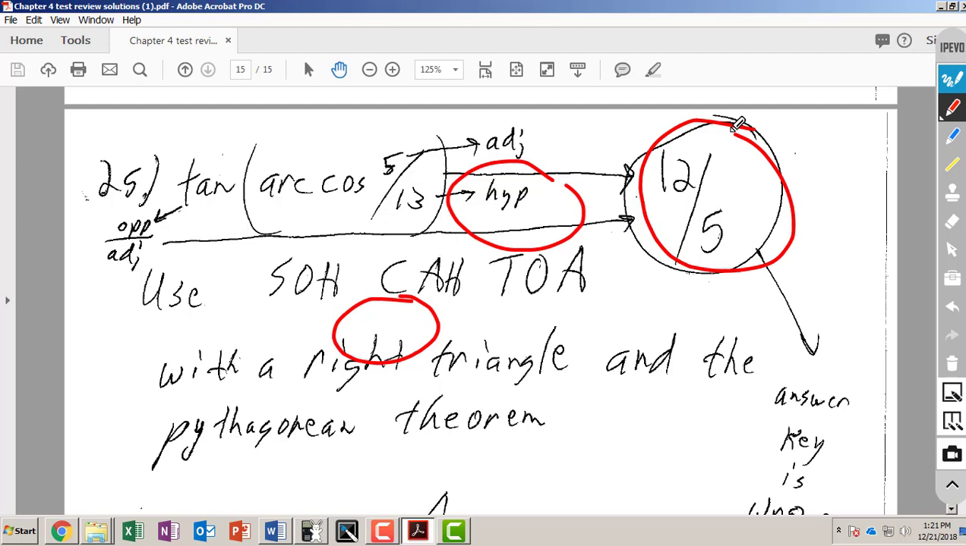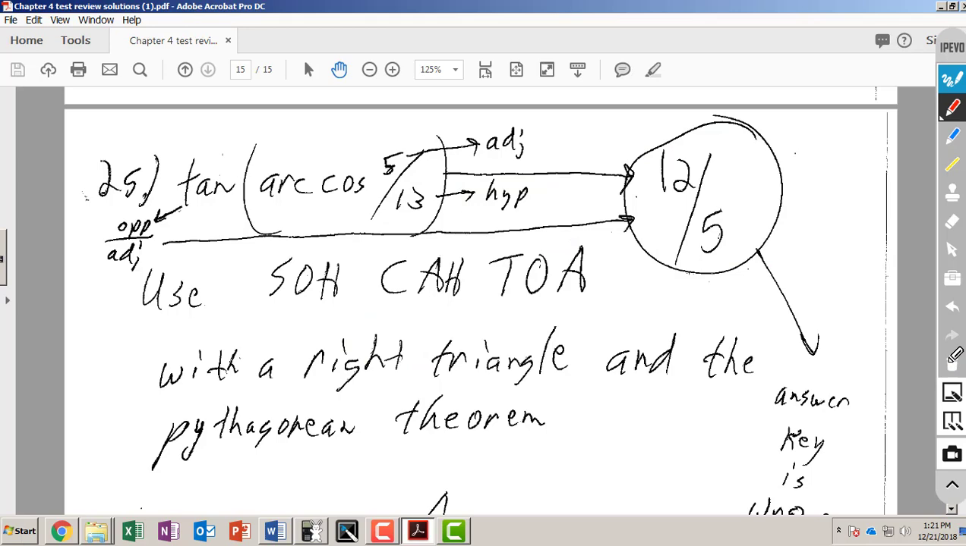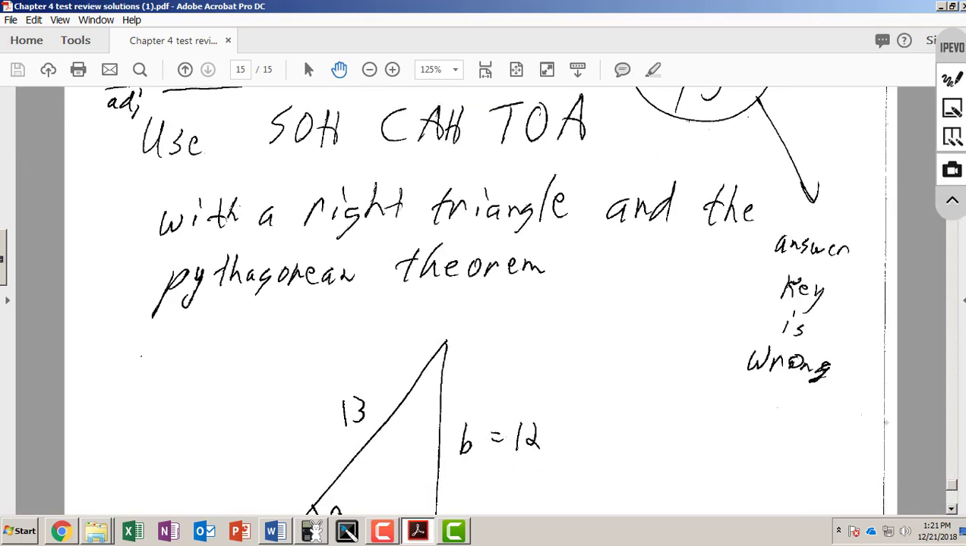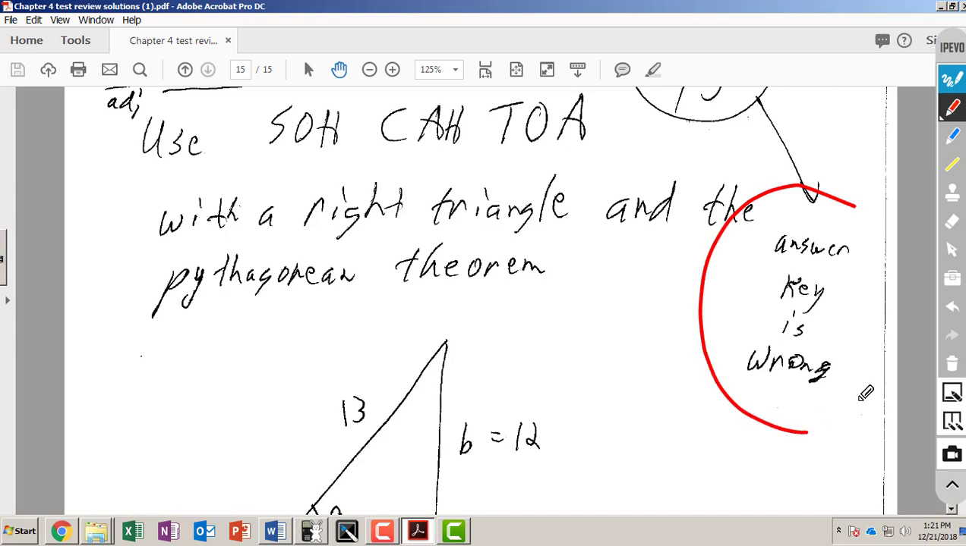And I even wrote on here that the answer key on your original review is wrong. And it looks like I still didn't get it changed, so keep in mind as you look at your Chapter 4 test review answer key, it does say 12/13. It is wrong. That should say 12/5.